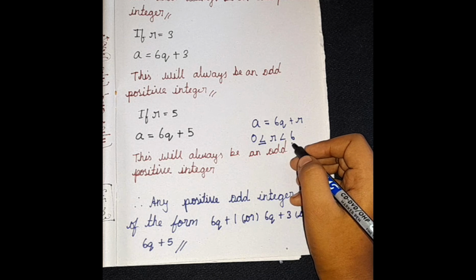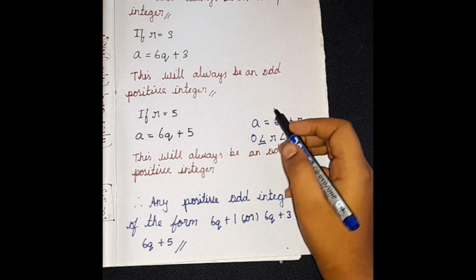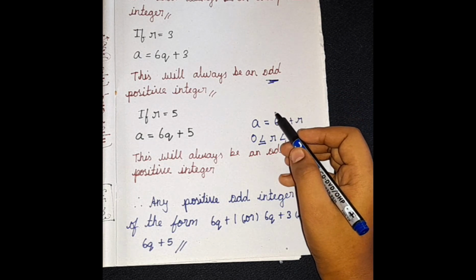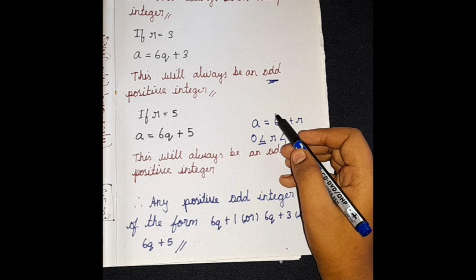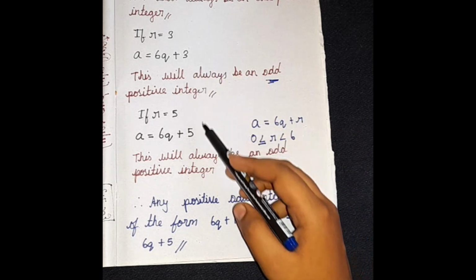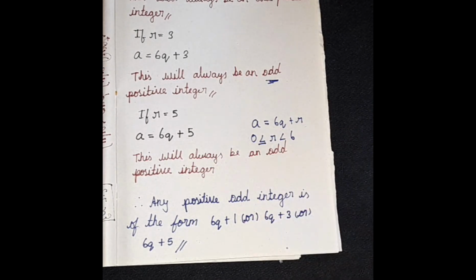But we didn't take 2, 4 and all. That's because in the question they mentioned to take only the odd numbers. So compared to 6, the smaller numbers that are odd are 1, 3, 5. Likewise we took 1, 3, 5. And then we solved it.